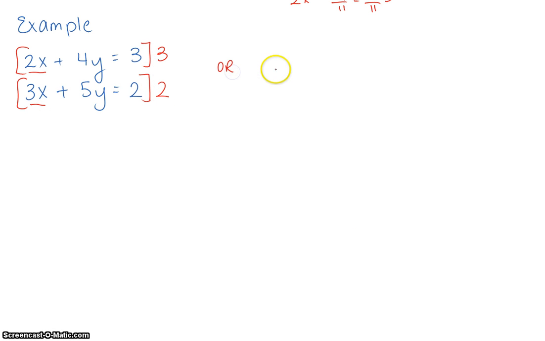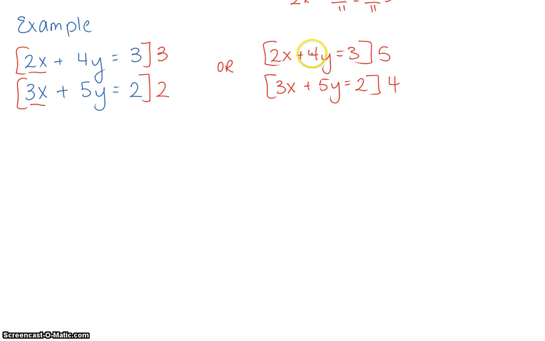Or you can have it so that you multiply your 2x plus 4y equals 3 by 5, and the 3x plus 5y equals 2, we can multiply it by 4. This will then make 20y and 20y, and again, one of these two has to be positive or negative. Either way, we can do either setup. So, if we look at multiplying, let's say, by the negative 3 and the 2, we would then get negative 6x minus 12y equals negative 9. If we multiply it by 2, we get 6x plus 10y is equal to 4.